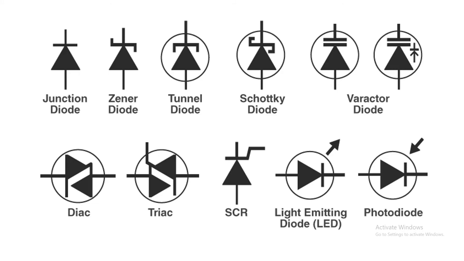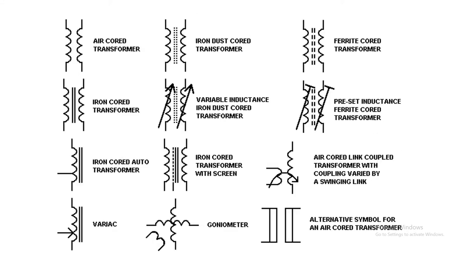When you see this symbol on the circuit diagram, you understand that this is a diode, and each symbol has its own name. Like for junction diode, the symbol is like this. For Zener diode, the symbol is like this. For tunnel diode, the symbol is like this, and so on. This symbol is for transformer. There are many types of transformer. Each transformer has its own symbol. The name of each transformer is written in front of the symbol.